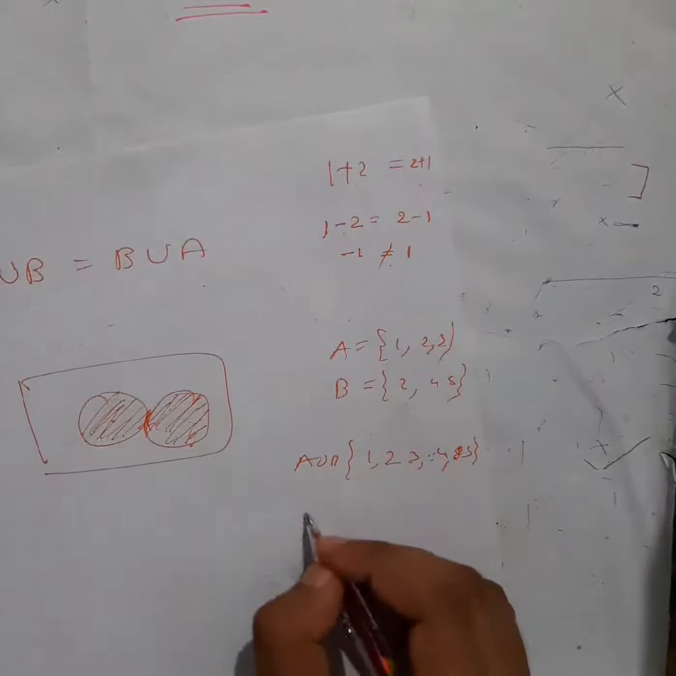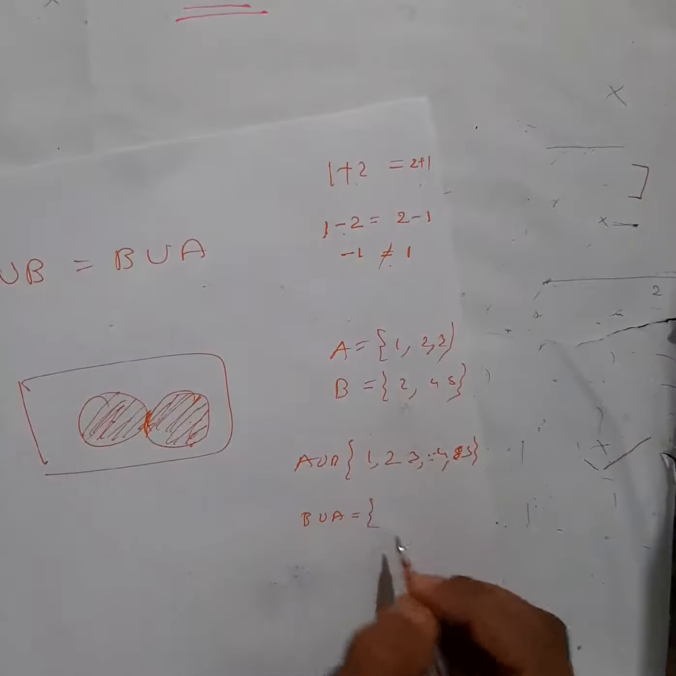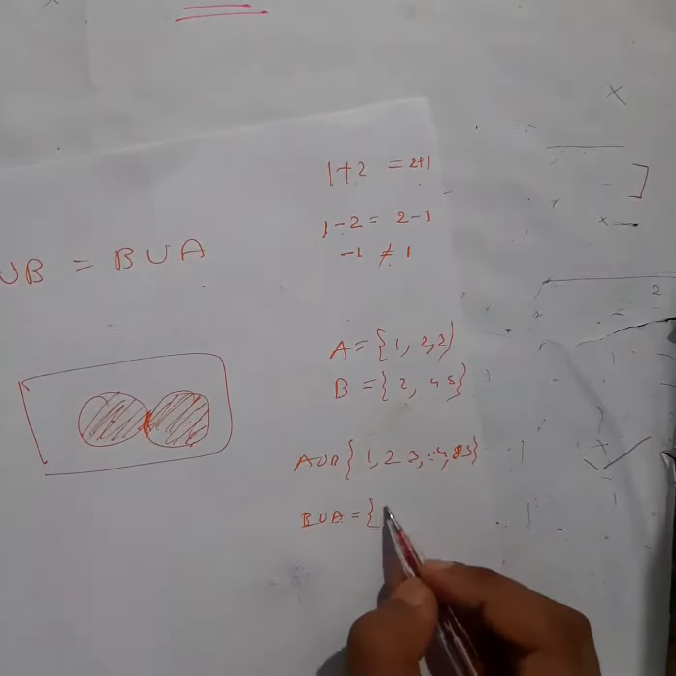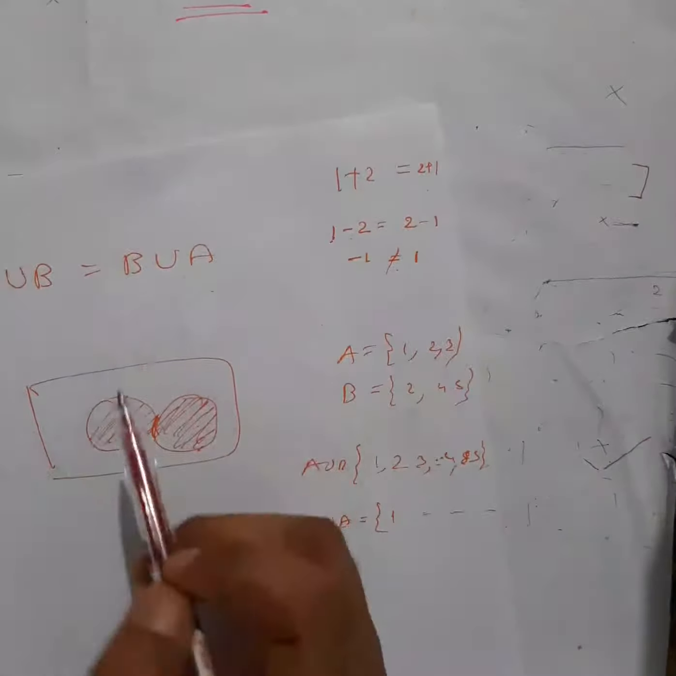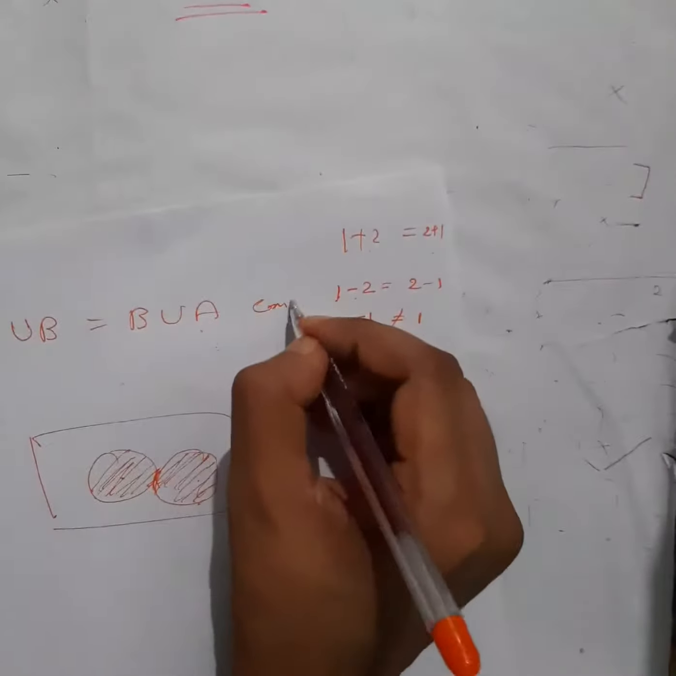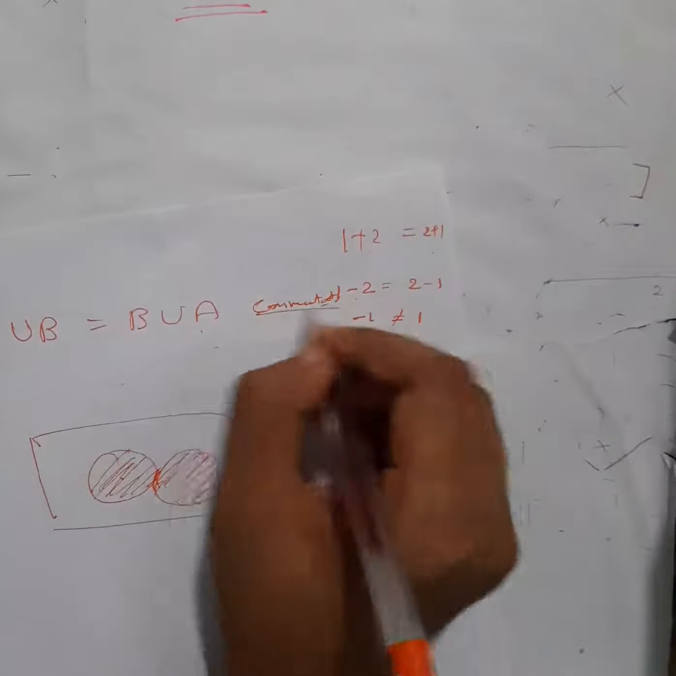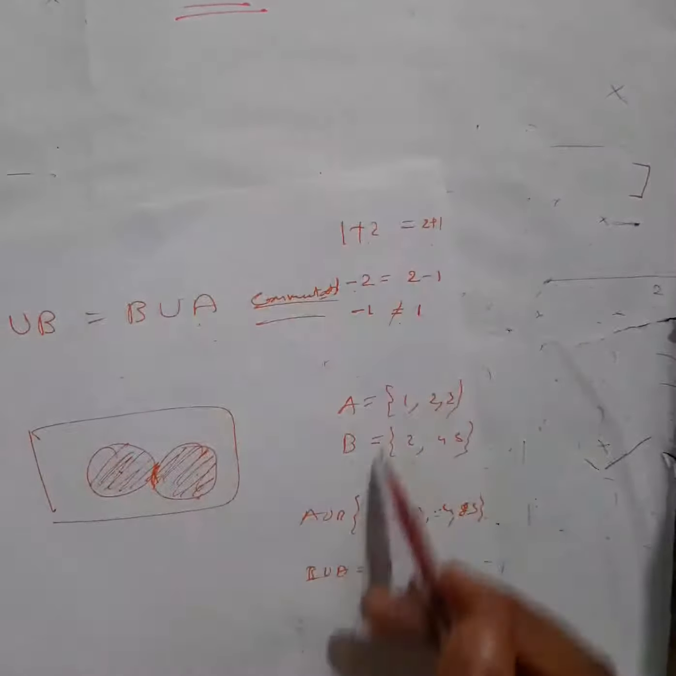Okay. Now if I say B union A, then also what will you do? All elements of A and B. Then also you will write the same thing. So obviously they are equal. So this is called commutative. You can see it in the textbook also, and you can prove it with the help of an example.